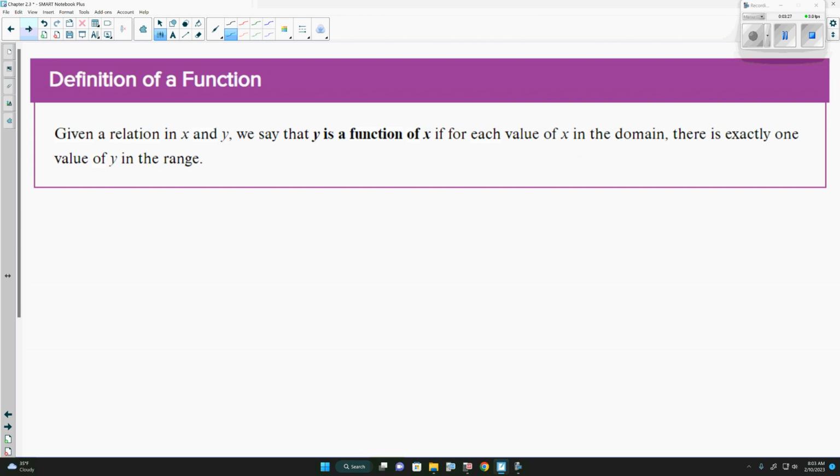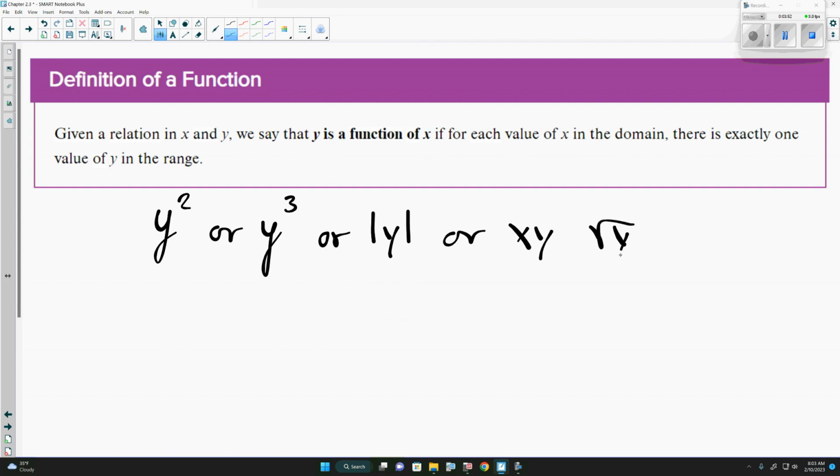And really with function notation, to state it as simply as possible, if there's anything attached to y other than a number being multiplied in front, most likely it's not going to be a function. So we're talking about having stuff like y squared or y cubed, y to any power. Or we take the absolute value of y. Or we have x times y, or the square root of y. There's a good chance it's not going to be a function.